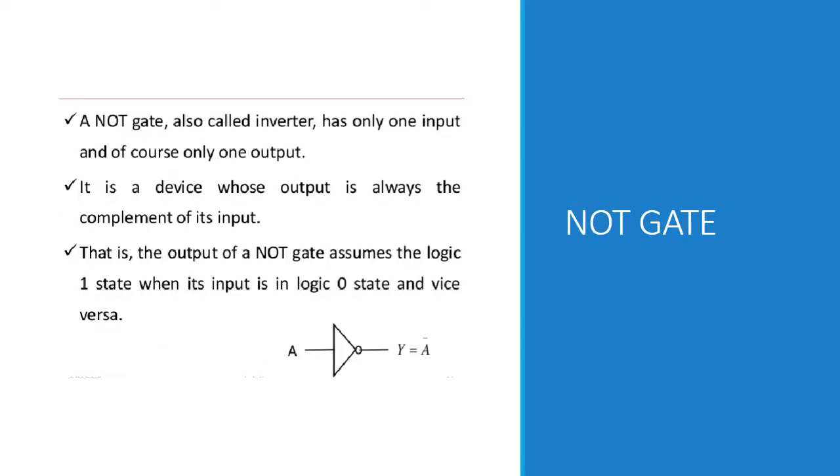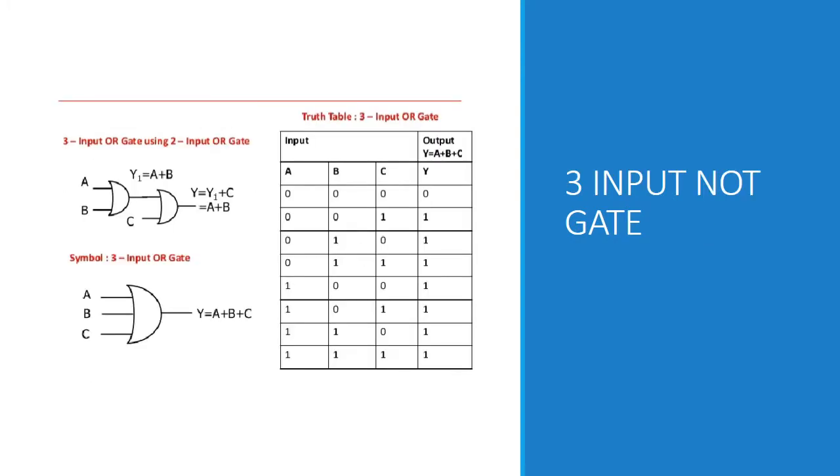A NOT gate. A NOT gate is also called inverter. It has one input and of course only one output. It is a device whose output is always the complement of its input. It means that it will invert the input. If A is 0, its output will be 1, and if A is at 1, its output will be 0. That is, the output of the NOT gate assumes the logic 1 state when its input is logic 0 state and vice versa.